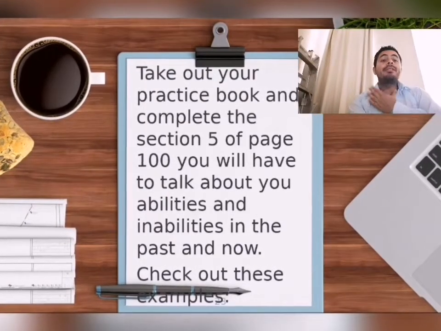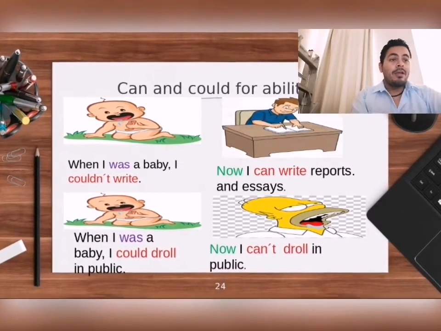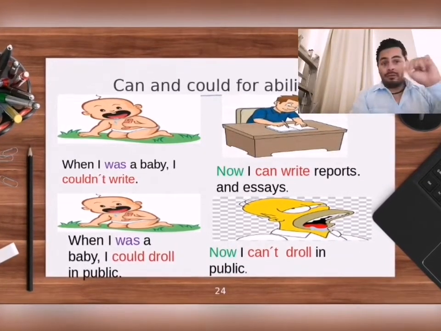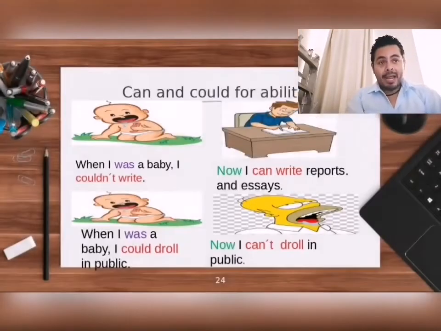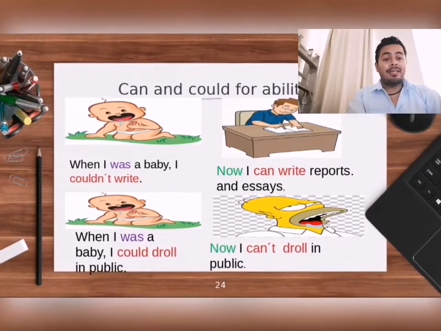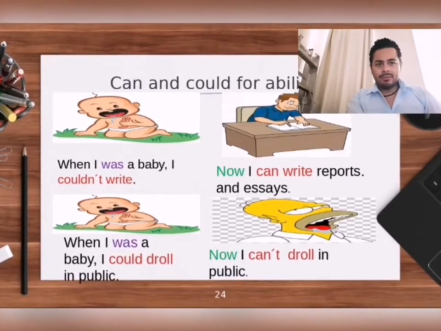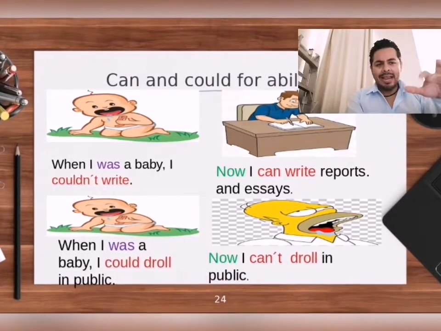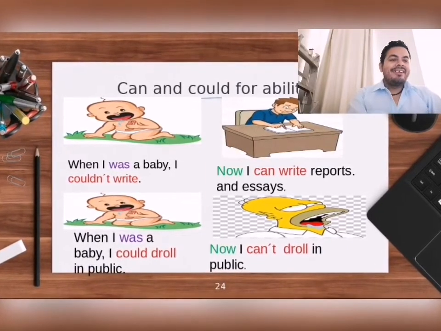Okay, for example, this is my case, my personal experience. Este es mi caso, mi caso personal. When I was a baby, I couldn't write. But now that I am an adult, I can write reports and even essays. Okay, yo soy todo un máster en la escritura. Okay? Especialmente si es typing. If it is typing, it's better because my handwriting was never the best.